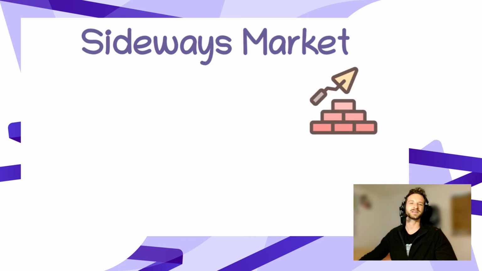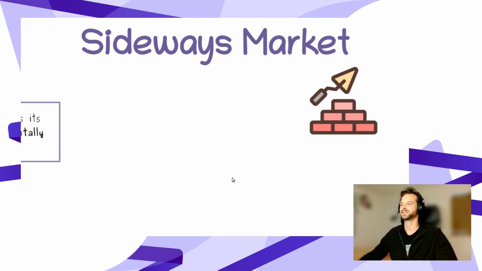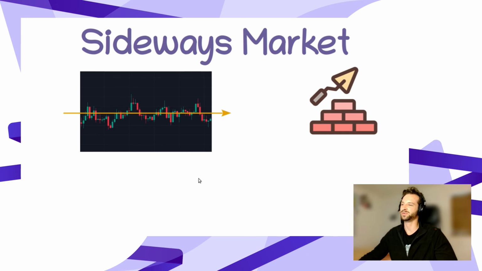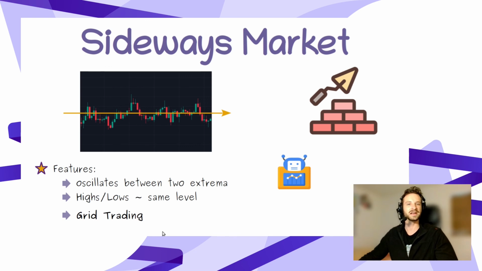Let's move on to our last component, the sideways market. It is a market that is moving horizontally on average. Here's a typical example. So what are the features that characterize it? Well, it is a market where the asset value will oscillate between two extrema that you can guess around here. In other words, the highs seem to bounce off the same level and the same for the lows. So in terms of trading bots, this is a really good opportunity to turn on your grid trading bots.